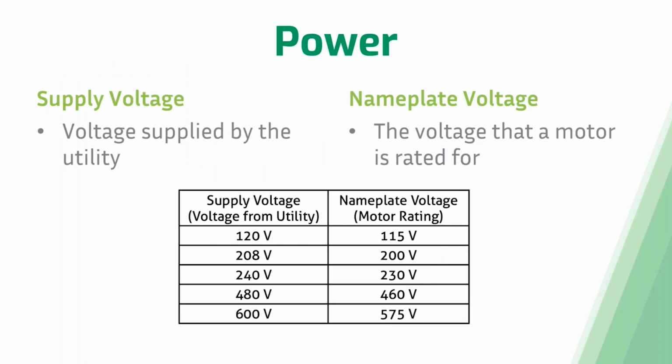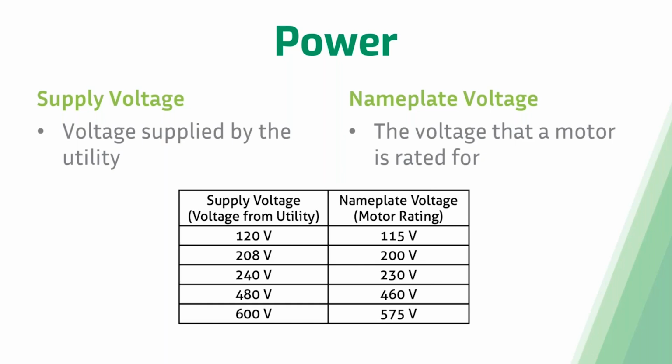So now let's talk about power. This is where we're going to get into more of the application-based side of this presentation. So first, let's discuss supply voltage. So what's in the name, your supply voltage is the voltage supplied by the utility company. And these typically come in variations of 120 volt, 208 volt, 240 volt, 480 volt, and 600 volt, like what is shown on that chart below.